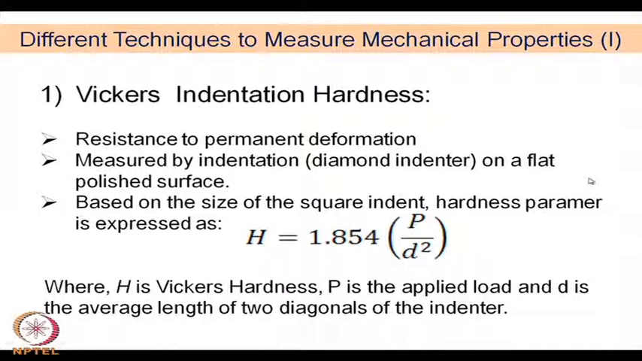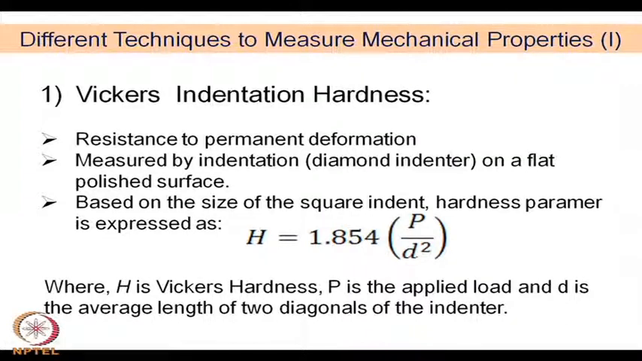And it is done on a polished surface. Polished surface is required because the overall dimension of the indent is very small. So, unless there is a polished surface, it is difficult to measure the dimension of those indents. Therefore, it is always necessary that the ceramic material must be ground and polished first, and then on that you make the indent. Based on the size of the square indent, hardness parameter is expressed as, I am not going into the details of how this particular formula has been derived, but one can find out in different textbooks.